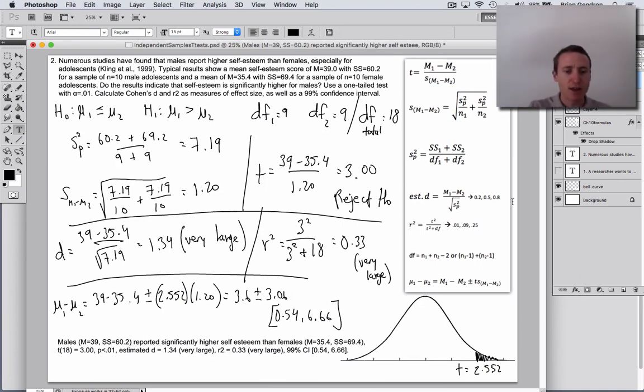All right, so there you have it. Males reported significantly higher self-esteem than females, according to this data. And there's all my statistics that led me to that conclusion. Okay, so there you have 2 example problems related to an independent samples t-test.